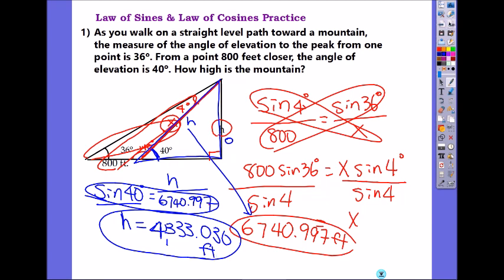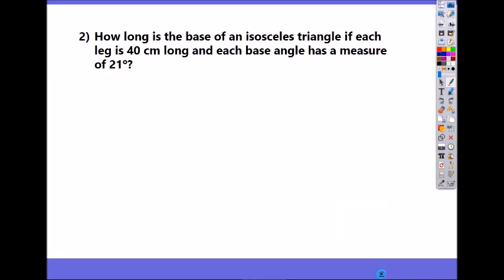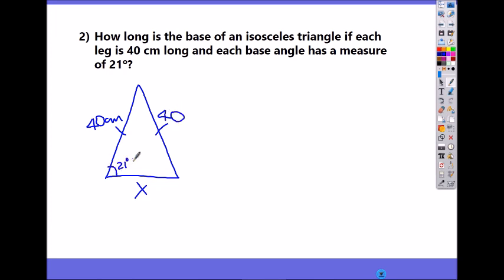Number 2. How long is the base of an isosceles triangle if each leg is 40 centimeters long and each base angle has a measure of 21 degrees? So it's asking for the length of the base, which has to be this x. And what was given? Each leg. These two are 40 centimeters, and the angles are 21 degrees.